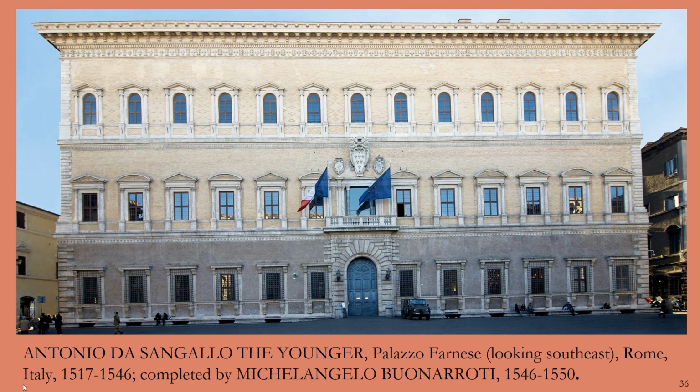What we have next is a work by Antonio da Sangallo the Younger. This is the Palazzo Farnese. The Farnese were a very powerful family. Farneses would be popes, they would be bishops, they would be cardinals. It is one of the great Italian power families, much like the Medici. This is their home. This was completed by Michelangelo.